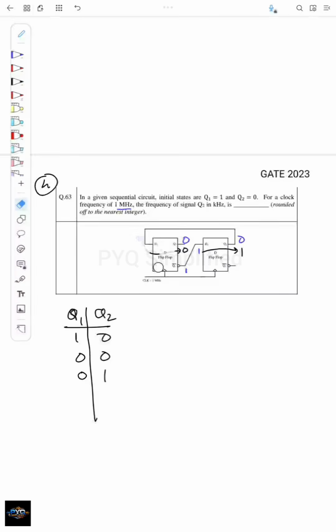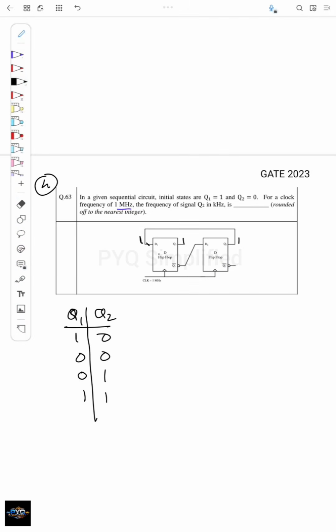So now q1 is 0 and q2 is 1. Since this is 0, q1 bar will be 1, and here the input is 1. So in the next rising edge of the clock, this one will come here and this one will come here. So next is 1 1. Now the output is 1 1.